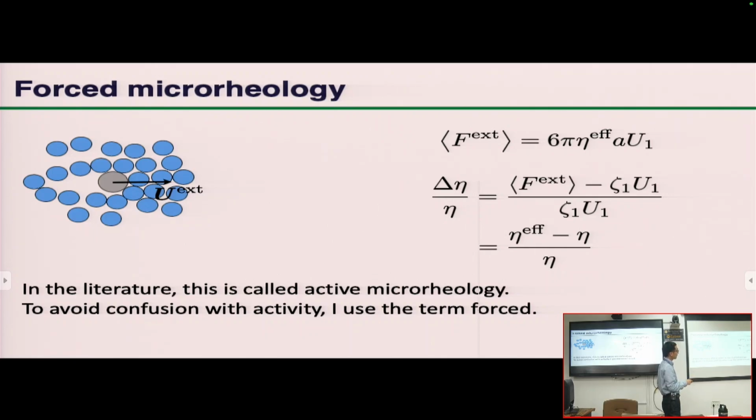And you can define an effective viscosity, eta effective, and you can define an increment in viscosity by comparing the force you need to apply compared to the force that you have in a pure solvent. That's zeta, the drag coefficient, times the velocity. You can normalize that by the force you get in a solvent. So that's a dimensionless increment of viscosity, delta eta over eta, okay? In terms of this effective viscosity, that's the difference normalized by the viscosity of water. So that's a measure of viscosity at the micro scale, and we call that a microviscosity.